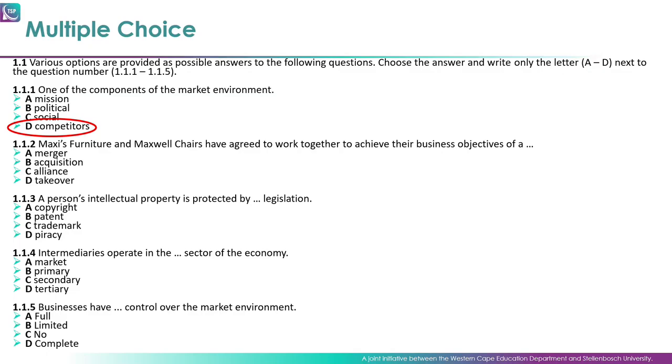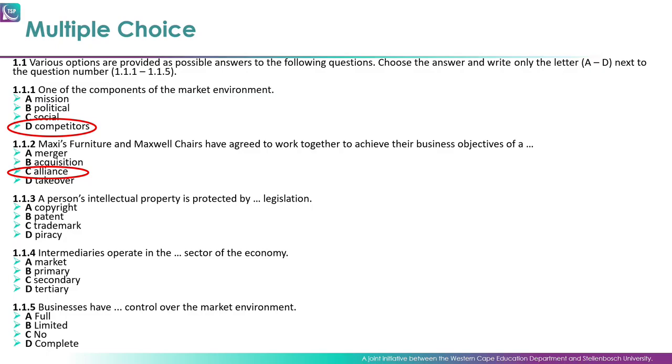1.1.2, Maxi's Furniture and Maxwell Chairs have agreed to work together to achieve their business objectives, in an alliance. The other options are merger, acquisition, and takeover. You've come across those at some point as well.